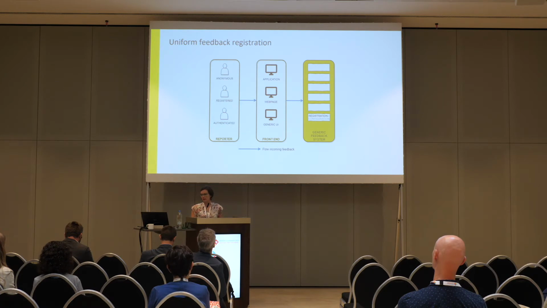Then a report can be filled out, and this can be done in an application, in a web page, or in a generic user interface that is built in. We see three kinds of reporters: an anonymous reporter, a registered reporter, or an authenticated reporter. For example, for reports and feedback about personal data, we need to be sure that the reporter may give feedback on that information, so he has to be authenticated. Then the report, once it's filled out, is sent to our system by our API.